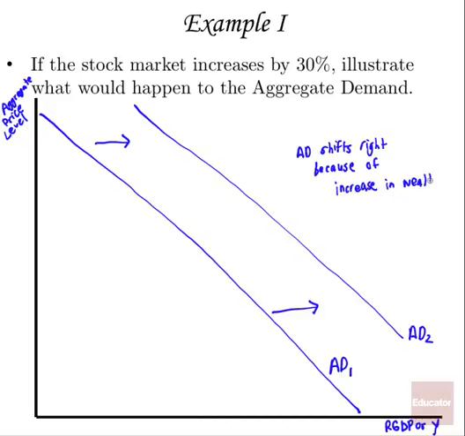Again, if people get inheritance money, then the aggregate demand is going to shift to the right because people are going to buy more stuff. They're going to buy new cars, go out to more restaurants, and there's going to be a combined shifting of the aggregate demand curve to the right.